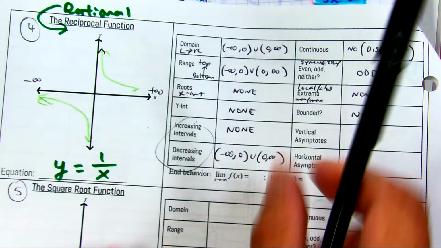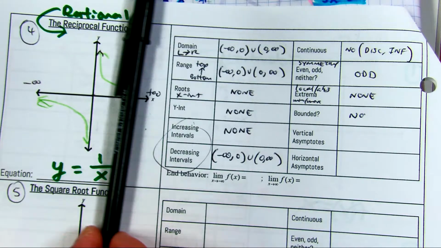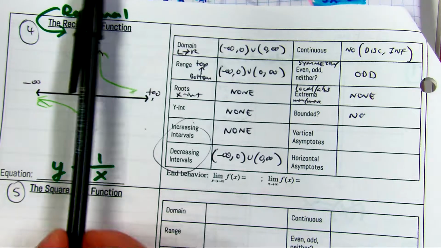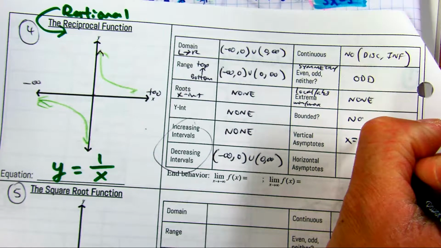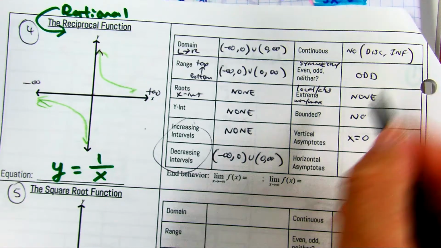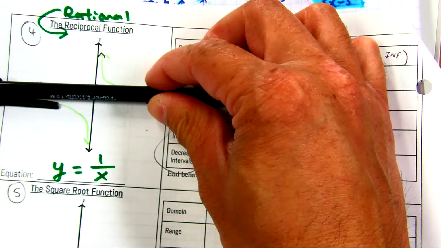Vertical asymptotes? Yeah, x can't be what? 0. And you also have a horizontal asymptote at y equals 0.